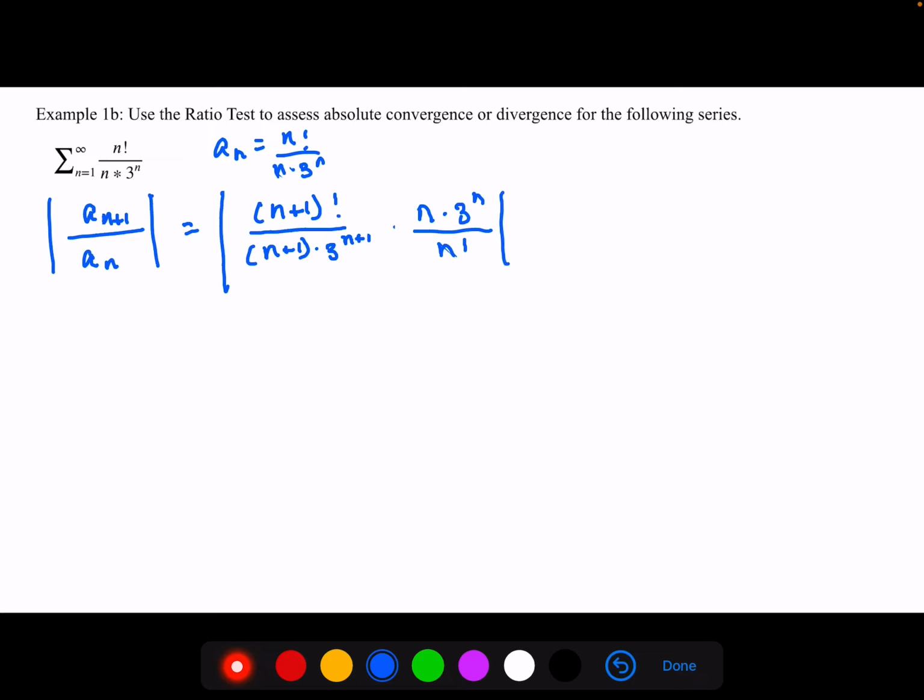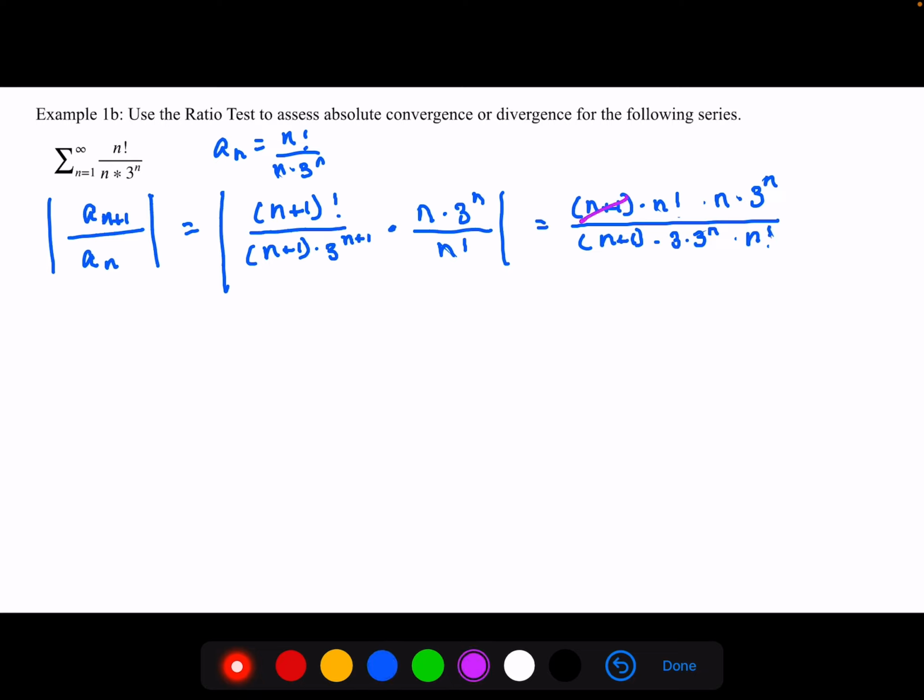We can expand the term n plus 1 factorial. And we can also drop our absolute values because all of our terms here are positive. So we have n plus 1 times n factorial, times, in the numerator we have n times 3 to the n. In the denominator we have n plus 1 times 3 to the n plus 1, which we can write as 3 times 3 to the n, times n factorial.